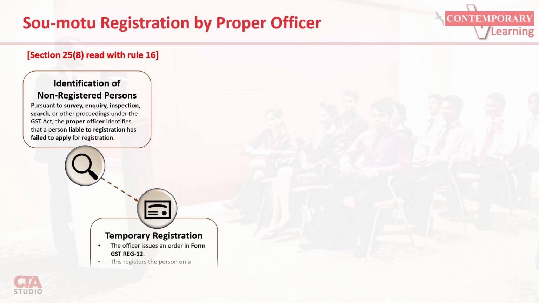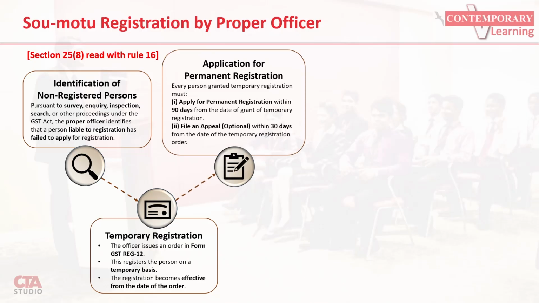Temporary registration. The officer then issues an order in Form GST REG-12, which registers the person on a temporary basis. The registration becomes effective from the date of this order. Application for permanent registration. Every person granted temporary registration has two options: apply for permanent registration within 90 days from the date of grant of temporary registration, or file an appeal within 30 days from the date of the temporary registration order.